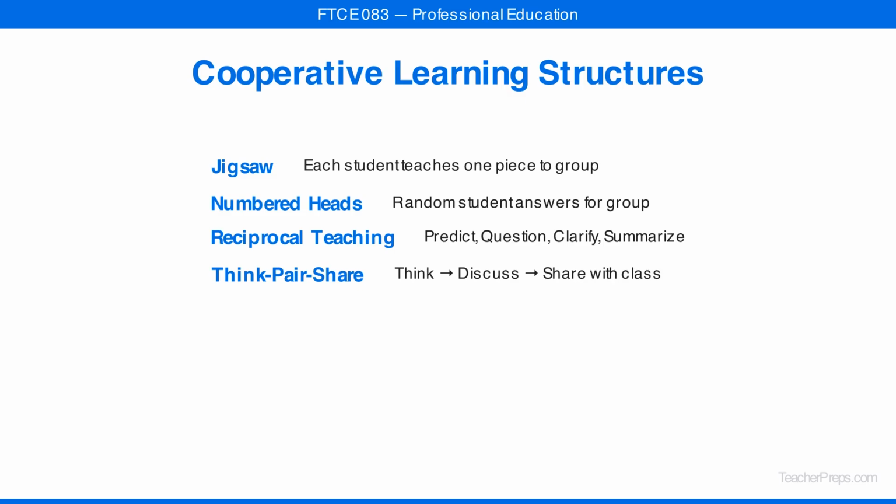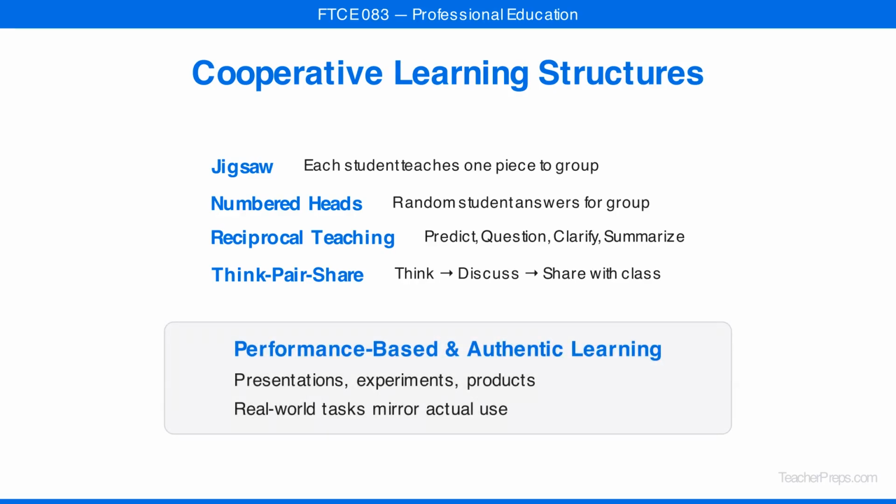Numbered heads together. The teacher poses a question, students discuss in groups. Then the teacher calls a number, and the student with that number must answer for the group. This keeps every student accountable. Reciprocal teaching. Students take turns leading discussion using 4 strategies: predicting, questioning, clarifying, and summarizing. Think, pair, share. Students think individually, discuss with a partner, then share with the whole class. This ensures everyone processes the information, not just the students who raise their hands.